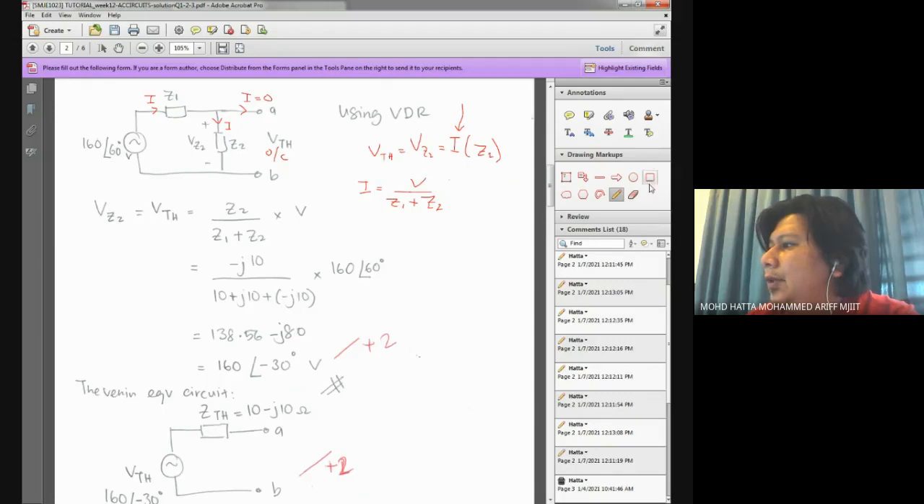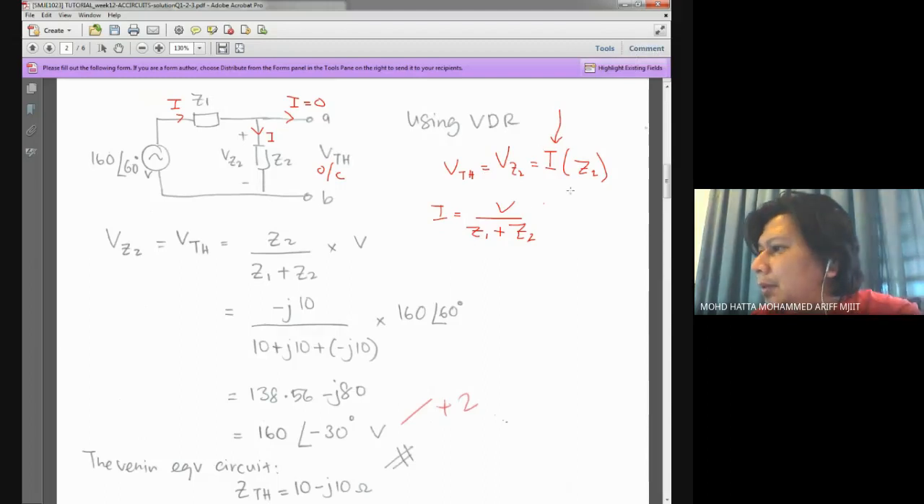Okay, V over here. Since you get the current and multiply it with the value of your impedance, you can easily get your VTH. The difficult part here is that you need to know that this current should be 0 and this VTH actually equals the voltage drop across this Z2 element, or this impedance. And you should get the same answer as me.